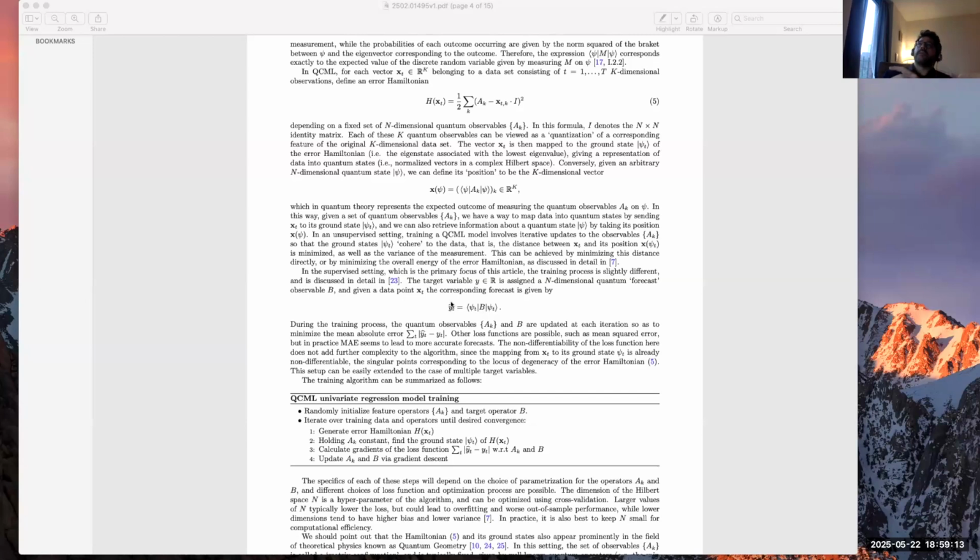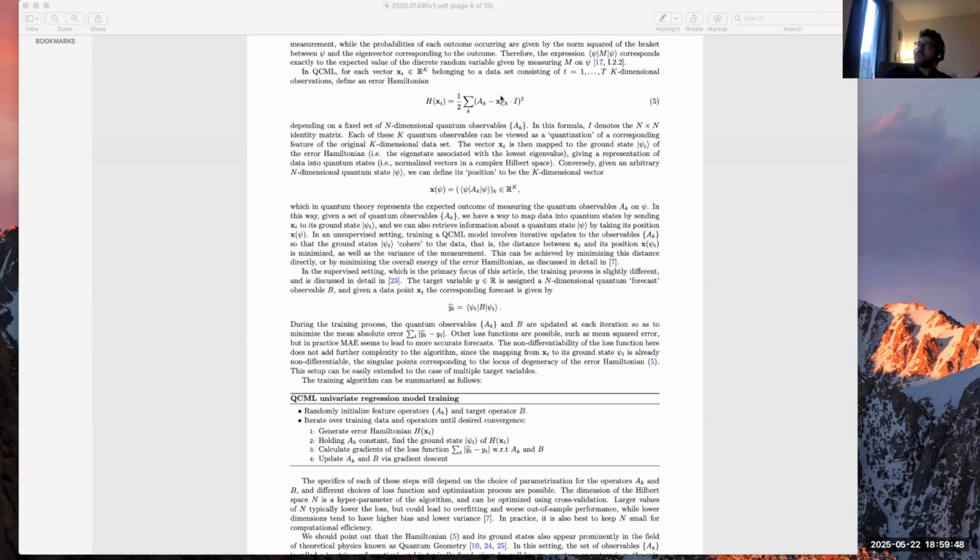Now the question is, how do you train these things? What's learned here? What's learned is the operators themselves. So these operators, just as a neural network is parameterized by certain weights or coefficients, these operators that represent the target variable and the features also have certain weights. And essentially the way you learn the operators associated with these different features or with the target variable is actually very similar to classical machine learning.